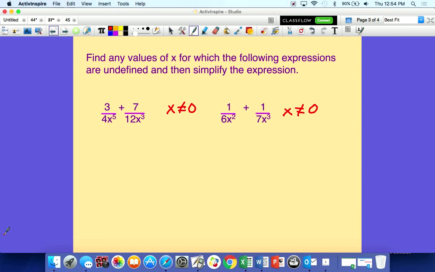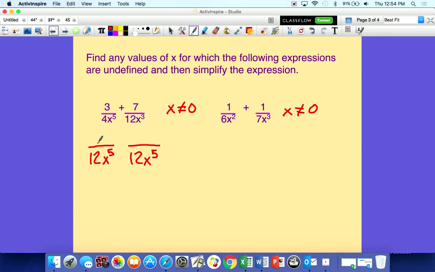So instead of doing that every time, break these into parts. 4 and 12. What's the smallest number that both of these go into? That's a 12. 4 goes into 12 3 times, 12 goes in once. Alright, x to the 5th and x cubed. A short, easy way to do it is pick the one with the highest exponent, and that's going to be your common denominator. So our common denominator is 12x to the 5th here.